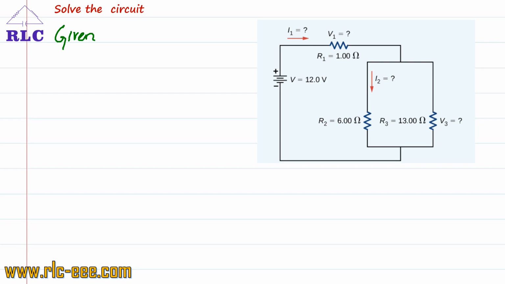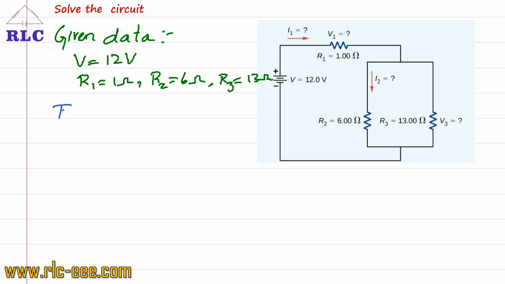So first we'll write the given data. V is 12 volts, then R1, R2, R3 values they have given, that is 1 ohm, 6 ohm and 13 ohm. Then what we need to find is I1, V1. We need to find I1, V1 and I2 and V3.